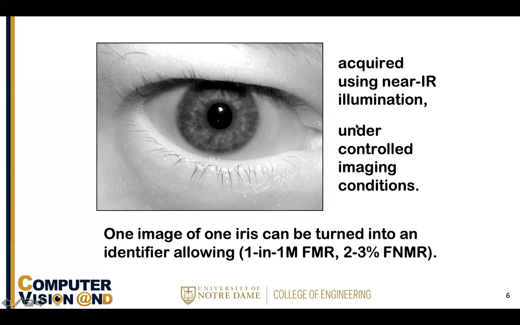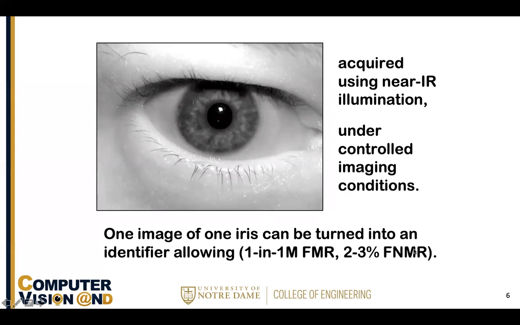There are controlled imaging conditions. The distance from the sensor to the eye is controlled. And the quality of the focus is controlled. And it's well accepted in the field of biometrics that one image of this type, this quality, can be turned into an identifier, a personal identifier for this particular iris that will allow 1 in a million false match rate combined with only 2 or 3% false non-match rate.